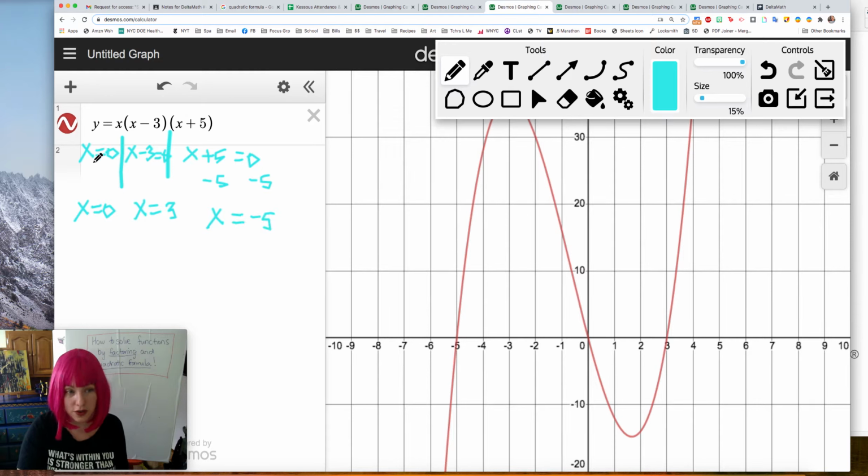So notice this first one, this number in front, matters because that's going to be right here. That's at 0. So it does cross at that point. So all of these numbers I'm finding are the roots where the graph crosses the x-axis. All right, let's look at another one.